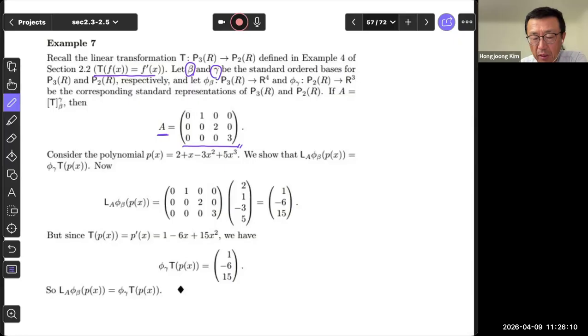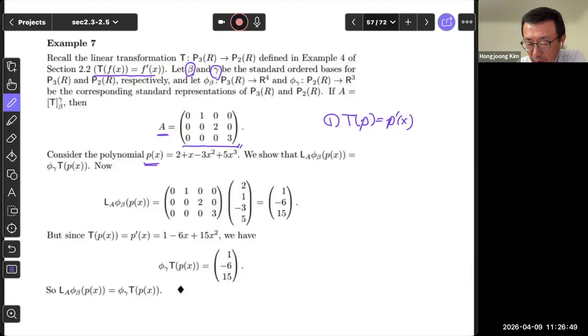Now, let us consider a particular polynomial. And suppose that I want to differentiate this polynomial. Okay? So, to differentiate this p, there are two ways. One, you can directly apply T to this p. Then, if you know how to differentiate the polynomials, we can directly apply T.